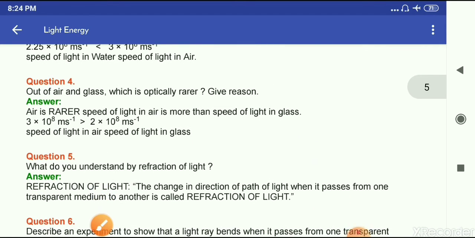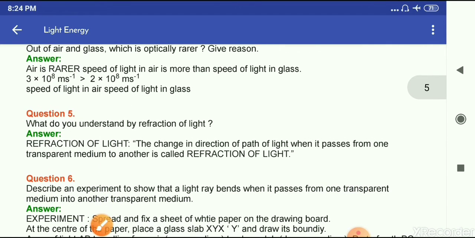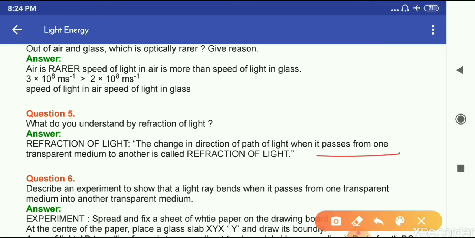Question number 5. What do you understand by refraction of light? The change in the direction of path of light when it passes from one transparent medium to another is called refraction of light.